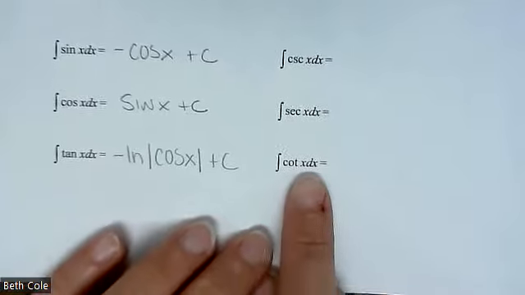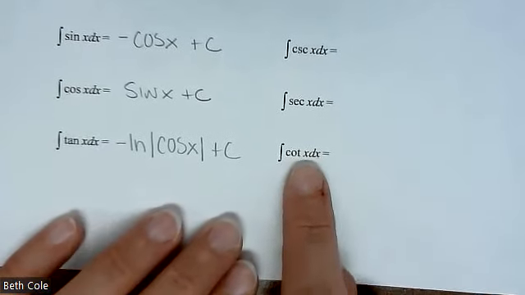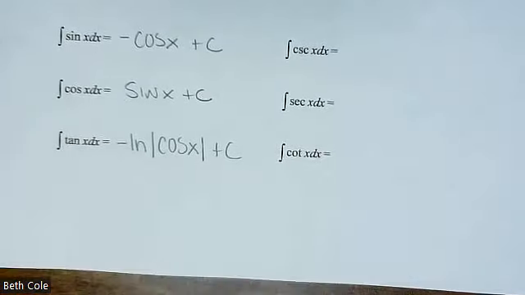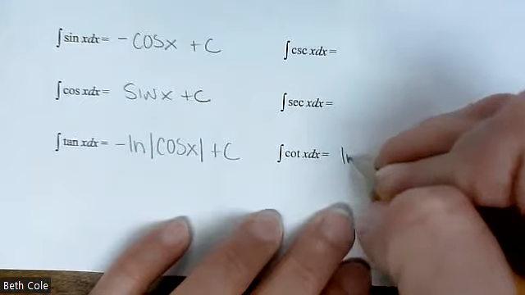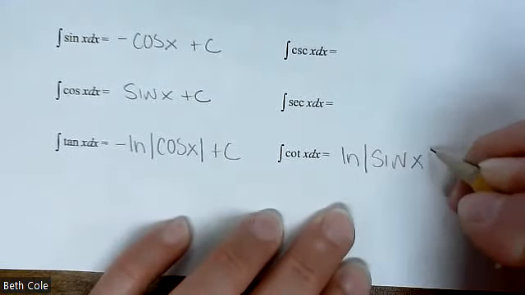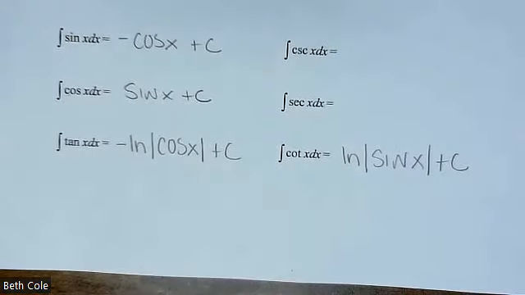So here's how I would think through cotangent. How would you rewrite cotangent? Okay, that would be cosine over sine. The derivative of sine is just cosine, so it's positive ln sine of x plus c. So again, I don't memorize those ones. I just kind of think through how it would work out.